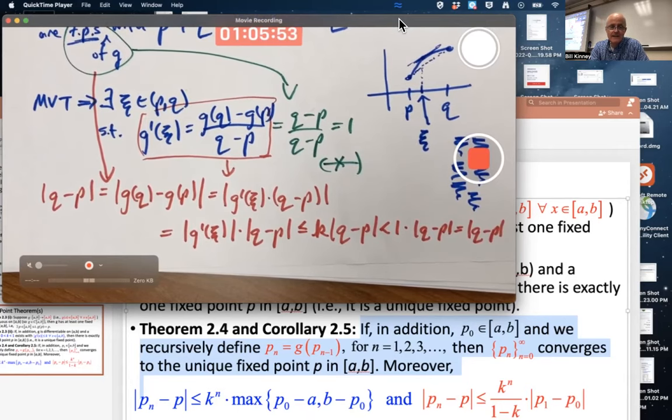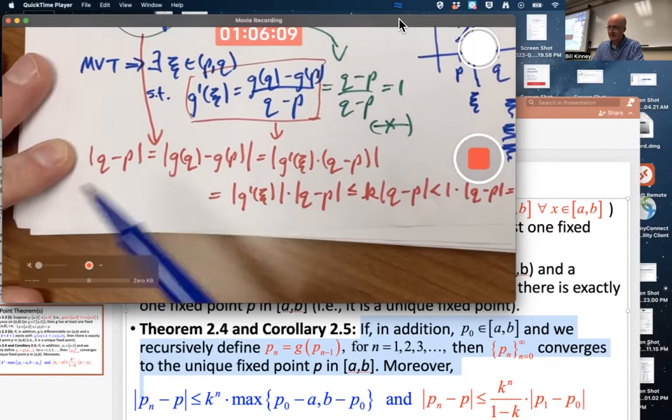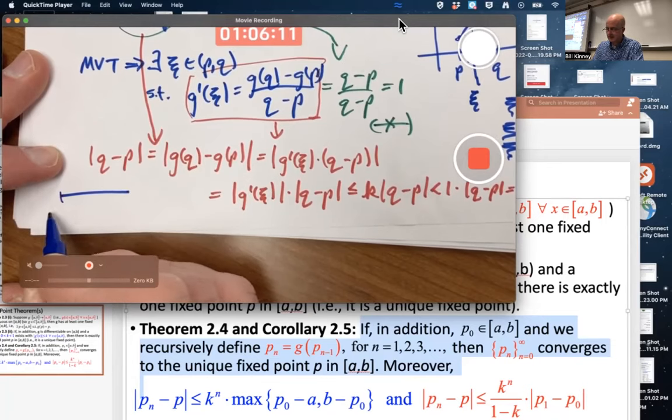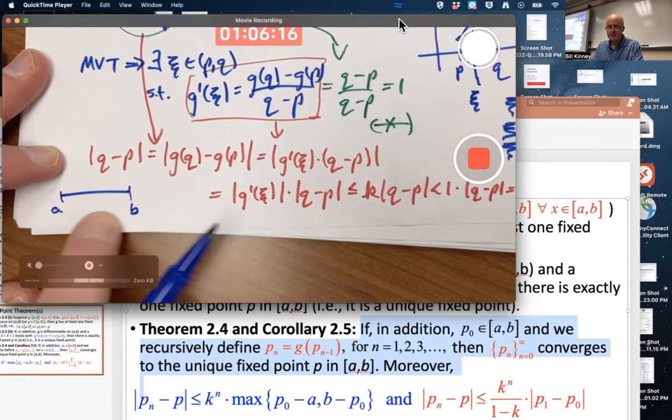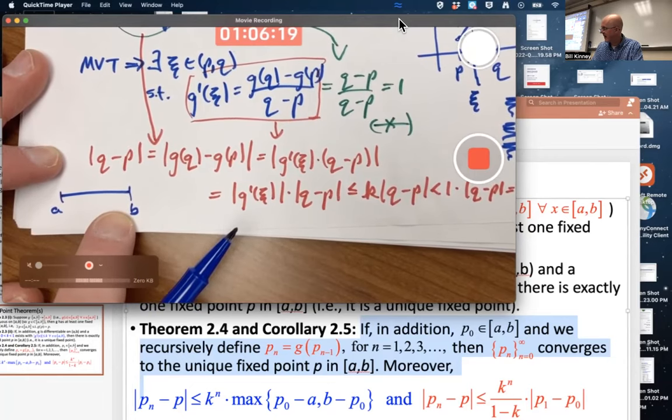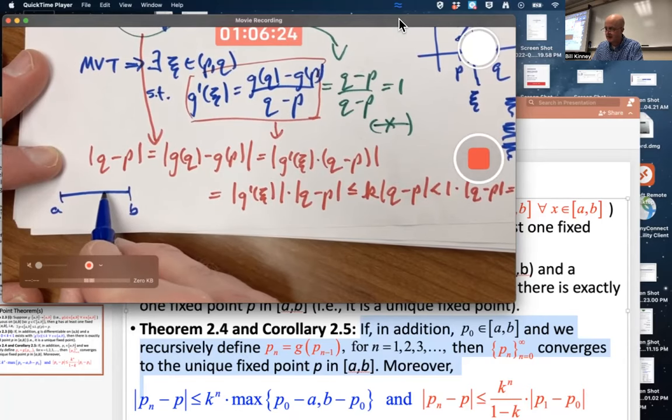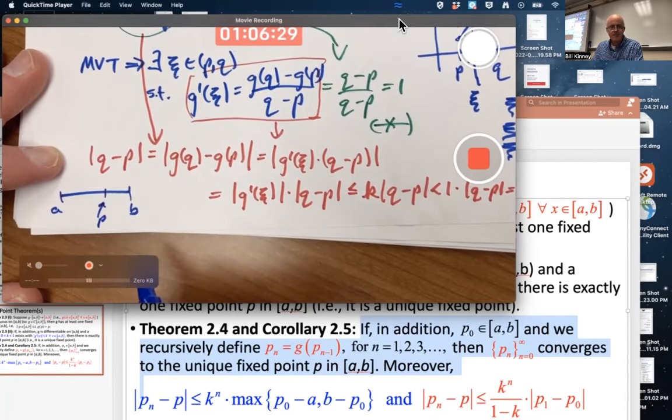One bound that can be found is that the absolute value of Pn minus P, the absolute error, is less than or equal to k to the n power times the maximum of P0 minus A and B minus P0. Now that's kind of complicated looking. Draw a picture to help you. Your interval is A to B. You're pretty sure the fixed point's in there somewhere, but you don't know exactly where. Of course, you could graph it with technology to see pretty good where it is, but pretend you don't have technology. Maybe that's P.